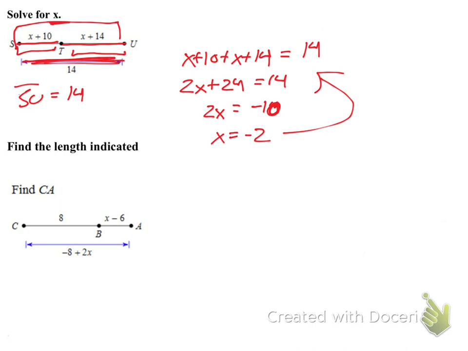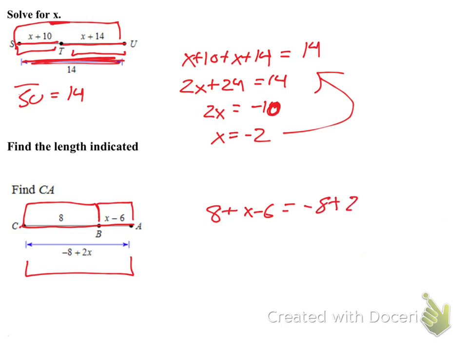Find the length of C to A. So again, this is the whole thing here. So if this chunk is 8 and this chunk is x minus 6, so plus x minus 6, I can set that equal to the whole thing, which is equal to negative 8 plus 2x. So then I can just solve for x here. But first I got to combine the like terms on my left-hand side. So it's going to be x plus 2 is equal to negative 8 plus 2x.